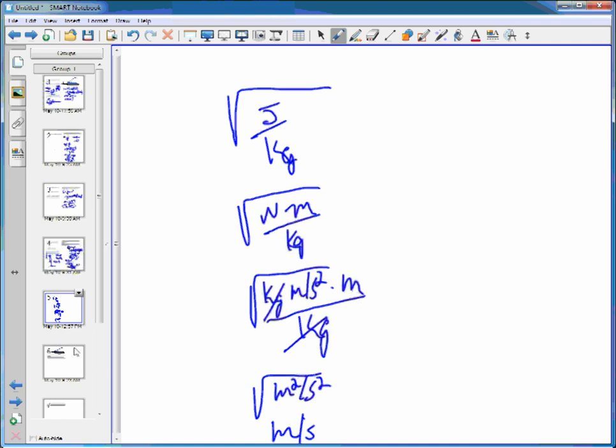Therefore, when we go back to our question, yeah, that makes sense. We're looking for a velocity, meters per second. We must have plugged the numbers in right because our units are working out right. So it's 9.8 meters per second.